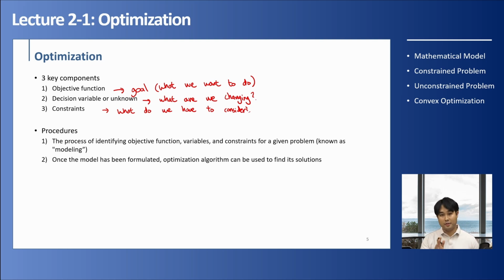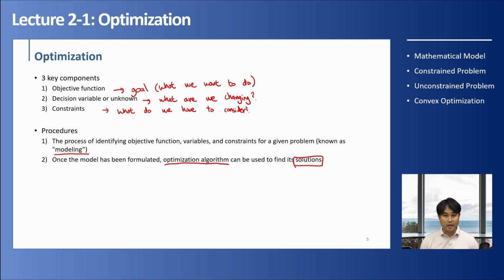And if we have these three components defined, we can then use the following procedures. So first of all, we have to identify the objective function, variables, and constraints for a given problem, which is known as the modeling phase of the optimization process. And once we have a formulation of the model, we can then deploy some optimization algorithm to actually solve the problem. So to find the solutions. Now in this course, instead of focusing on the different types of optimization algorithms, we'll be focusing more on how we can formulate different optimization problems in order to train machine learning models.